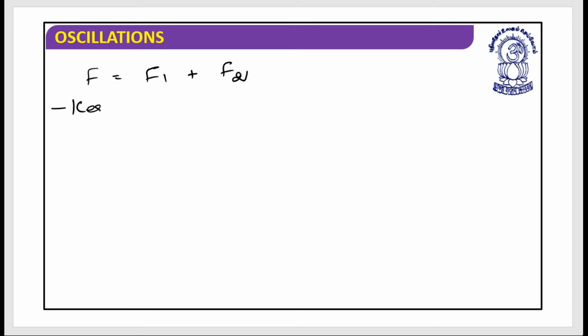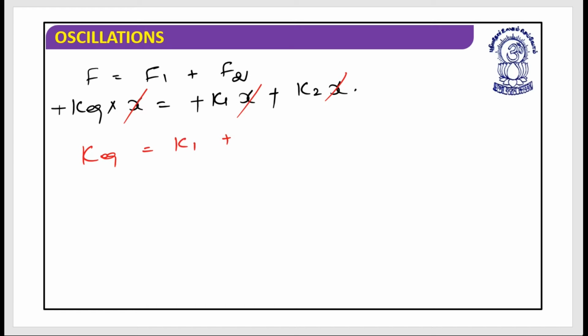This is minus K equivalent into X. This is equal to minus K1 into X, this is minus K2 into X. So this minus minus minus would be the plus, and this X could be cancelled out. So we are left with K equivalent equals K1 plus K2.